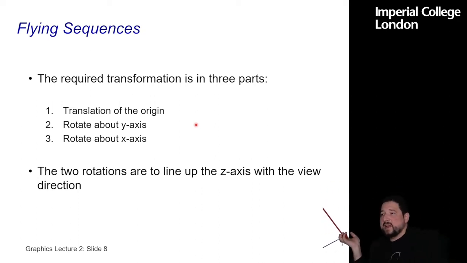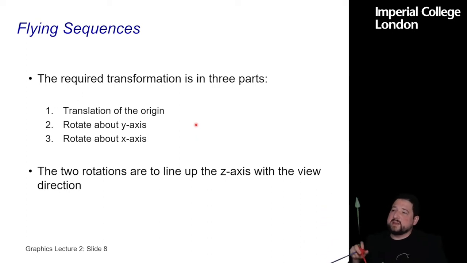So the two rotations are lining up the z-axis with that view direction. That's what we want to achieve. So we want to translate the origin, and then find a rotation matrix that consists of two individual rotation matrices.